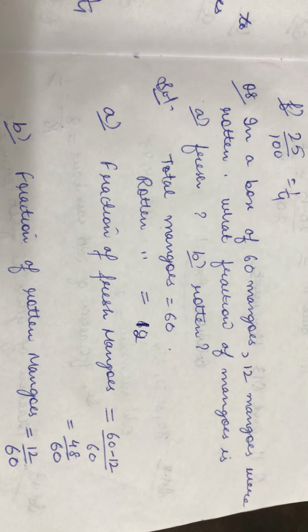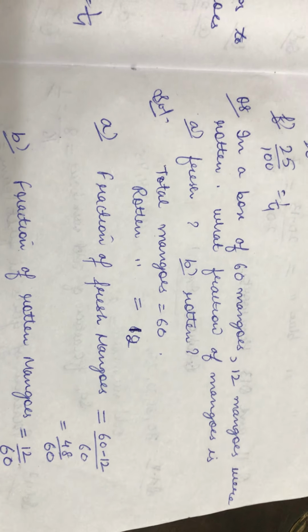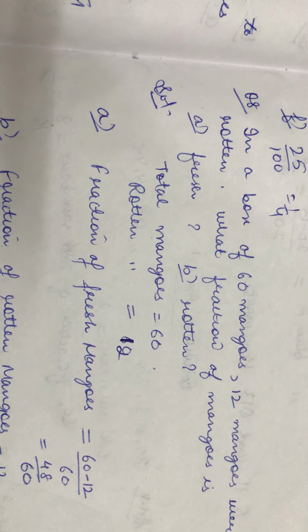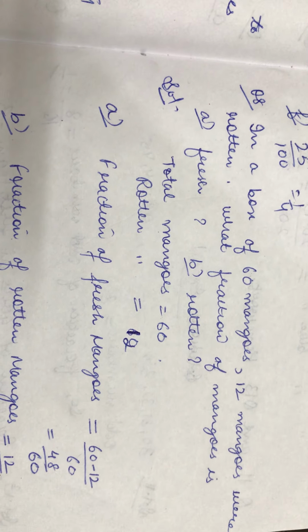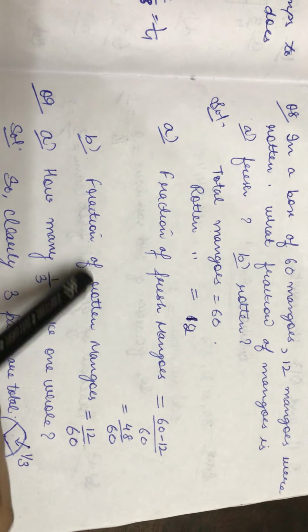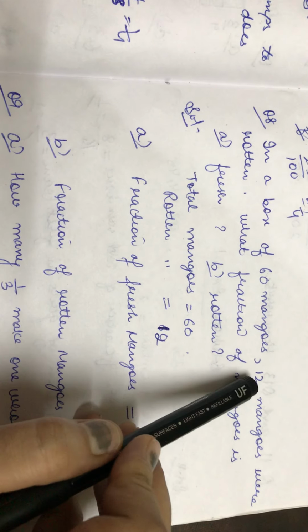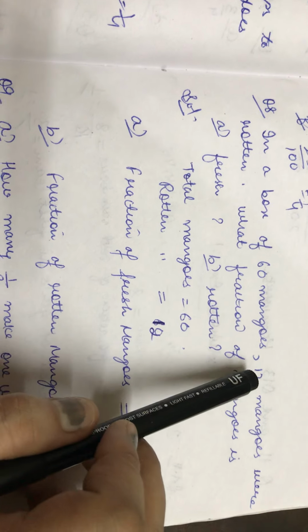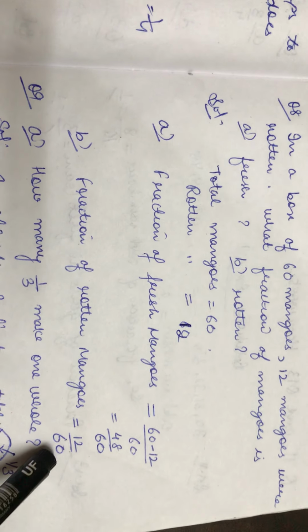The 8th question is, in a box of 60 mangoes, 12 mangoes were rotten. What fraction of mangoes is fresh and what fraction of mangoes is rotten? So firstly let us do the rotten mangoes. Now for the fraction of rotten mangoes, rotten are 12 and total is 60. So the fraction is 12 by 60.